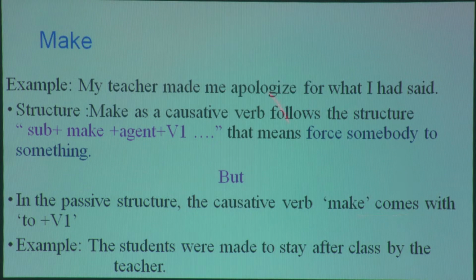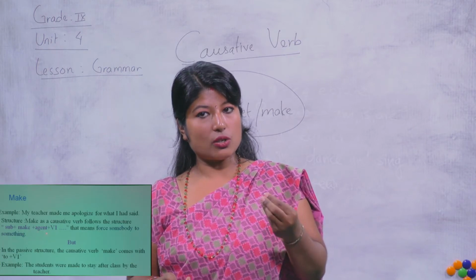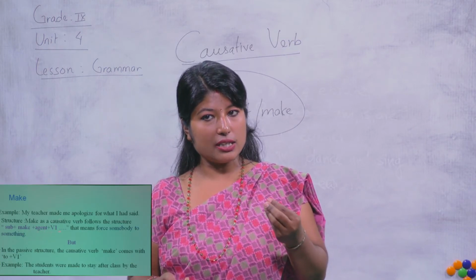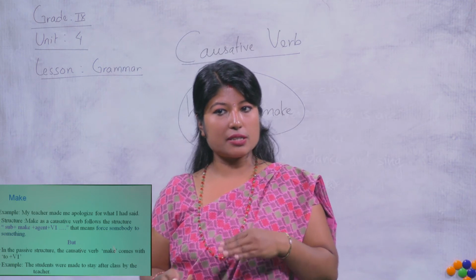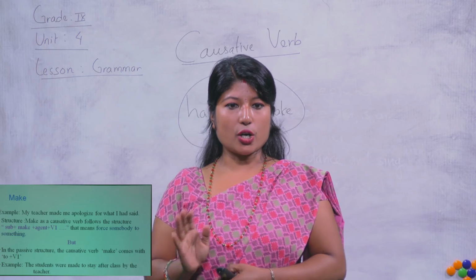So this is the case with make. With make, if there is an agent, along with the agent we use verb 1 only, but the exception is in the passive, where we use to. Okay, I hope you got it.